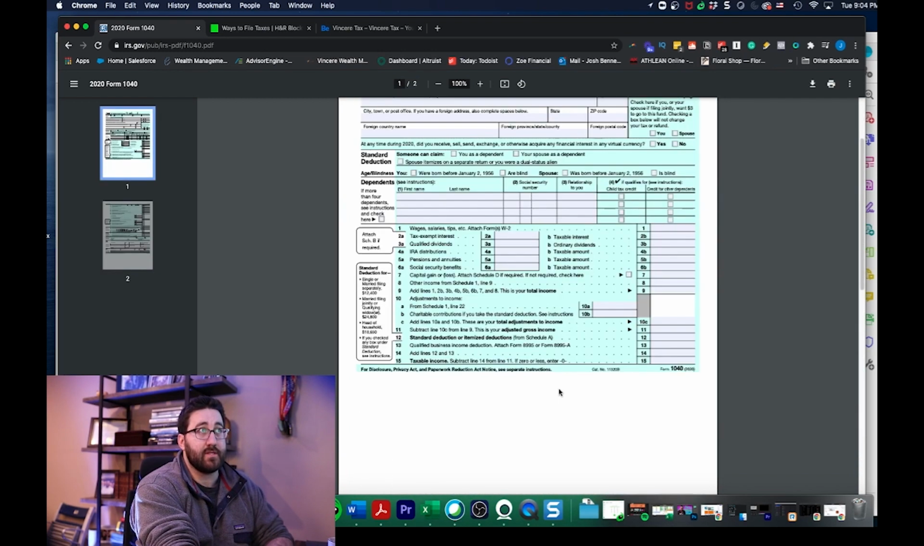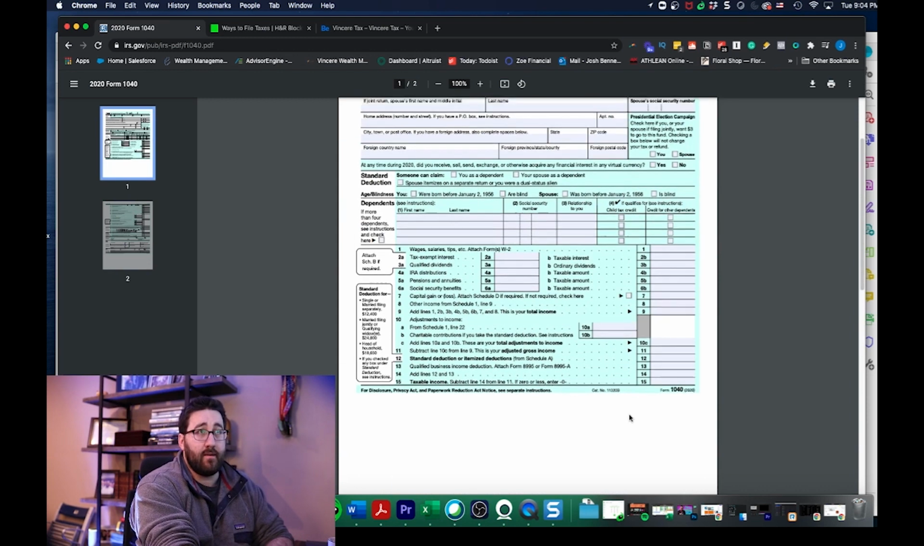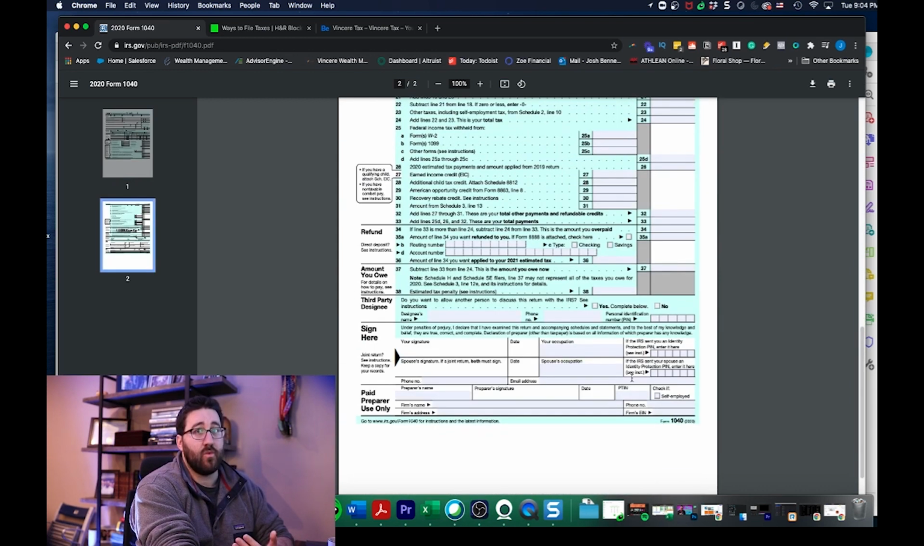So that in a nutshell is how the taxes work. Basically it's just you have your income, you have your deductions and credits, which chisel down exactly to where you know exactly how much you're going to owe.